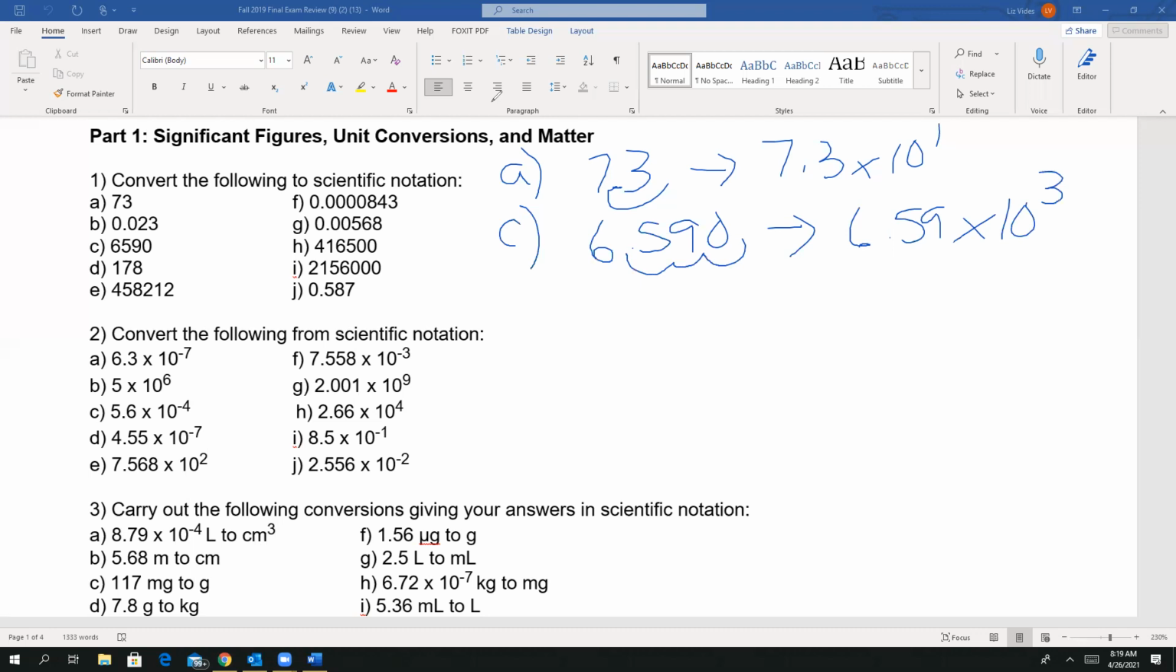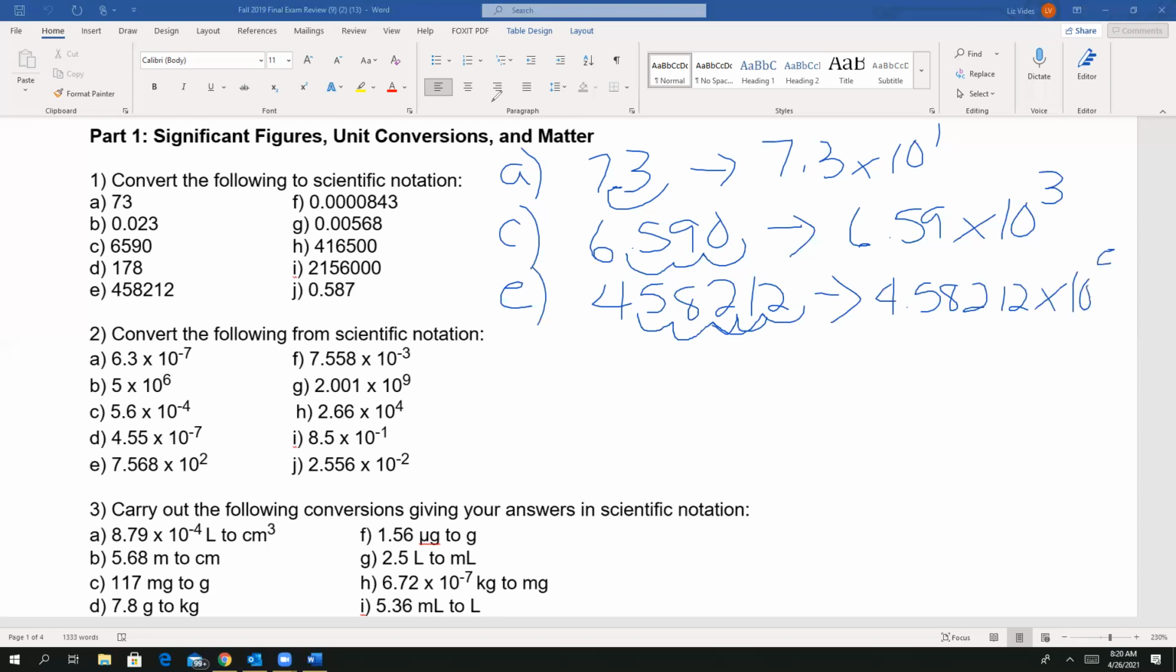I'm going to do E. Same difference, so you write your number. And count 1, 2, 3, 4, 5. Oh, I skipped one. 1, 2, 3, 4, 5. I knew it. It's like, wait a minute, there's 5 on here. It's 4.58212. And yes, you do use all of them because they are all significant.